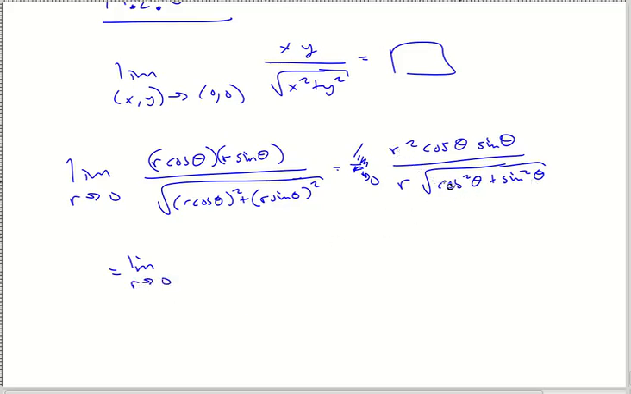Notice one thing about this. Cosine squared plus sine squared is going to be a 1. Square root of 1 is a 1. You can also cancel out one of these r's. So you're left with r cosine theta sine theta. Time to plug in that 0, and you get 0 times blah blah blah is 0.